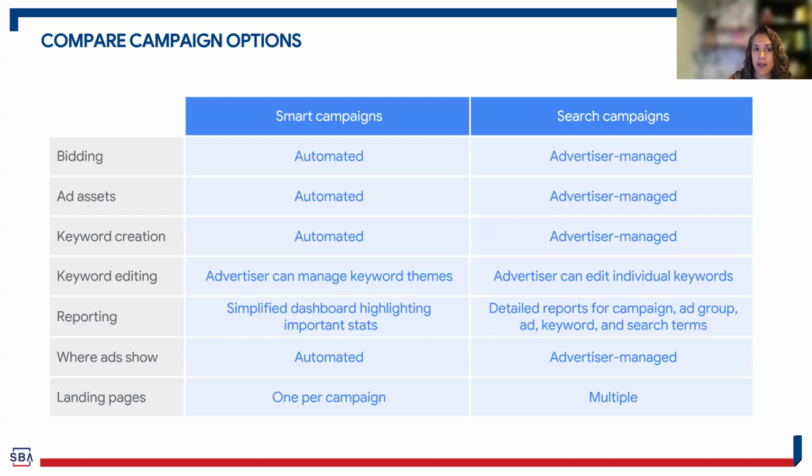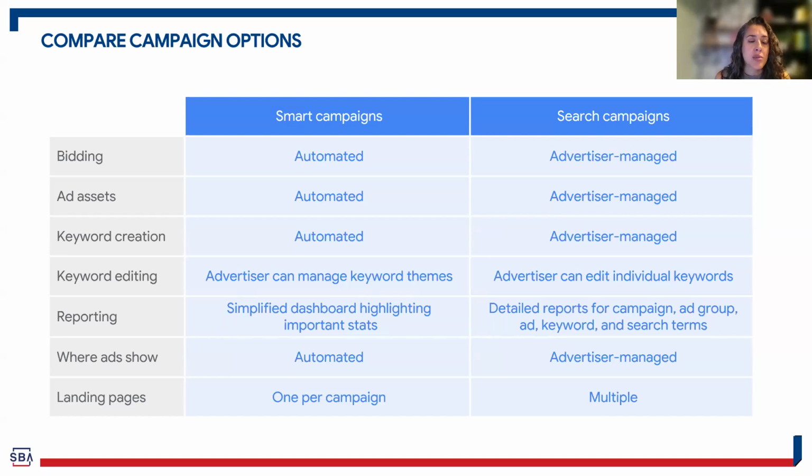You go in and you're looking line by line at the search queries, line by line at the clicks, line by line at the negative keywords. And it's a lot more hands-on, not a little bit more hands-on. So the smart campaigns have a more simplified dashboard. They just highlight the important stats, cost per click, click-through rate, all of that. With manual campaigns, you could see each keyword and each search term and volume and all of that.